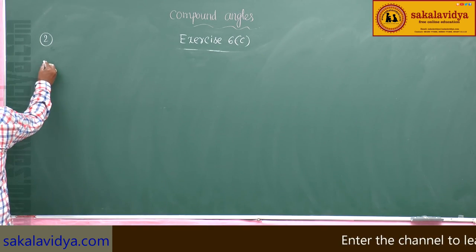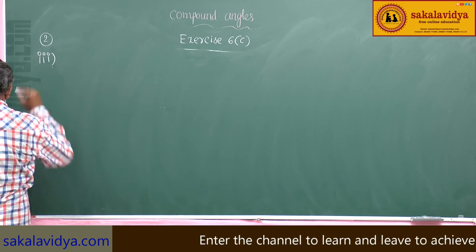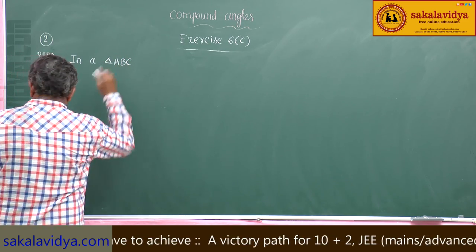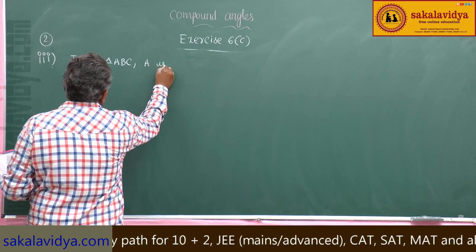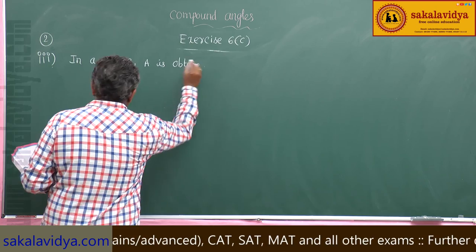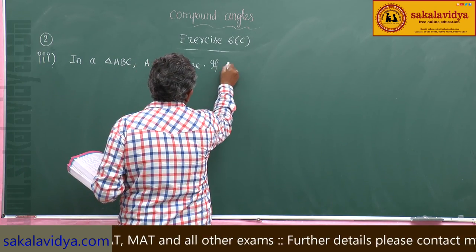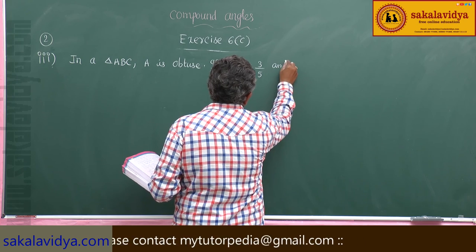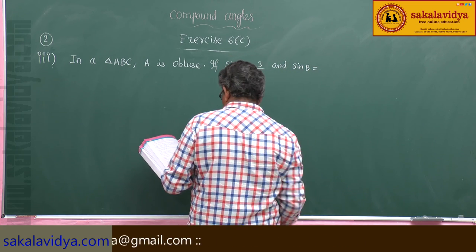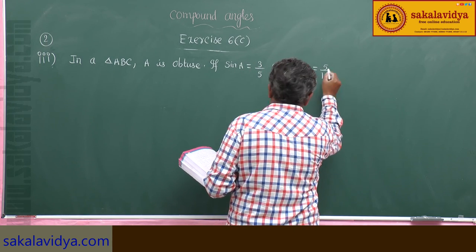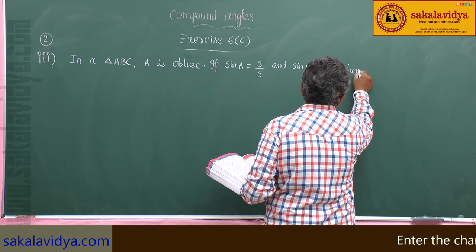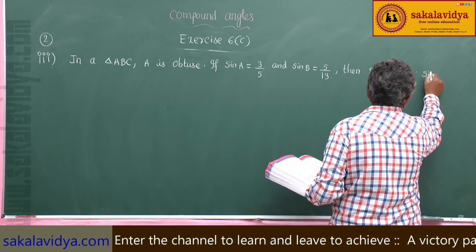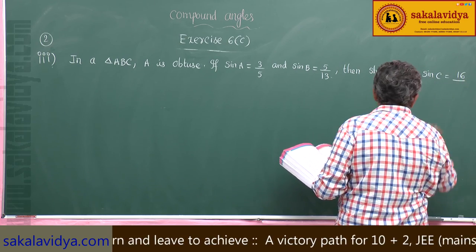Third one. In a triangle ABC, A is obtuse. A is obtuse if sin A equals 3 by 5 and sin B equals 5 by 13, then show that sin C equals 16 by 65.